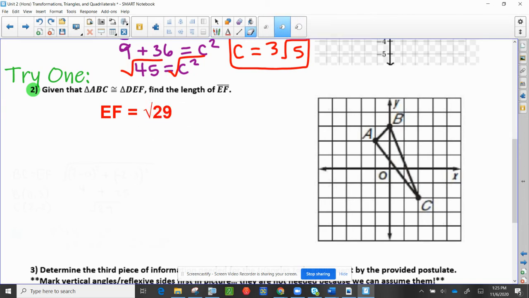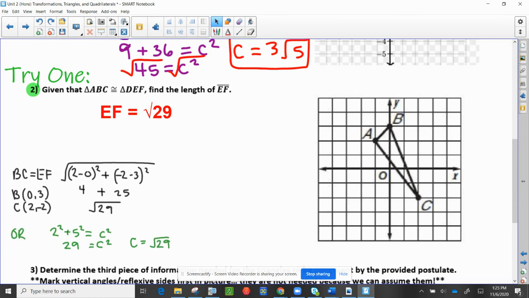Okay. If you got it right, you should have got that EF is going to be the square root of 29. Okay, so here is my work there. In black, I'm using the distance formula method. And in green, I'm using the Pythagorean theorem method. If you need to pause to check out that work, then do it. Let's just finish up this note sheet then.